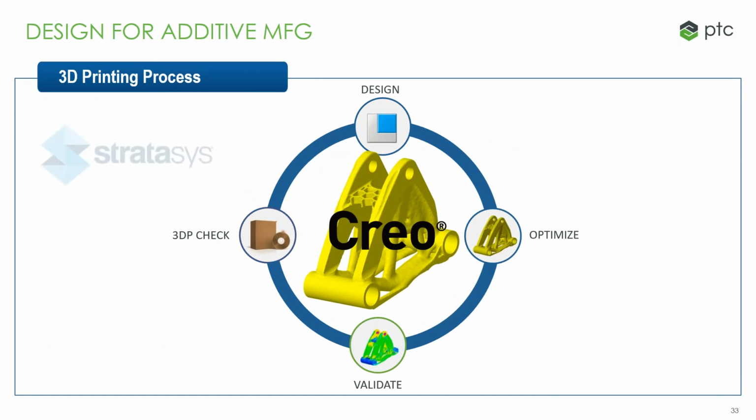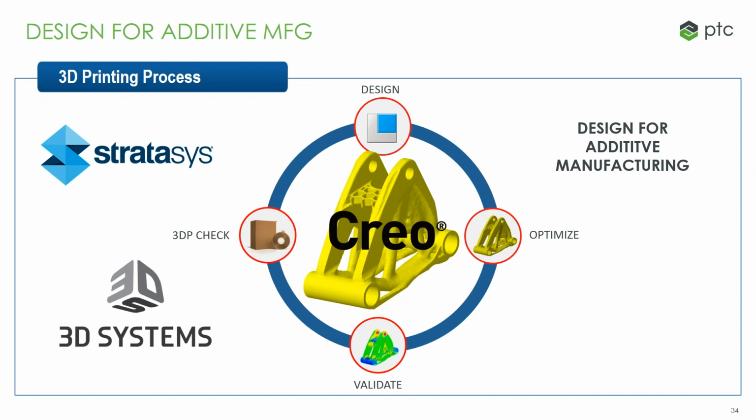Now we started down this journey in Creo 3, working with our partners at Stratasys by addressing the back end of the process, allowing you to do your print checks directly inside Creo, allowing you to directly connect to Stratasys Connex 3D printers, understand material usage and build time. And in Creo 4, we're expanding that to also support 3D Systems printers as well. But Creo 4 really sees us focus on addressing the design, optimize, and validate piece of the puzzle.